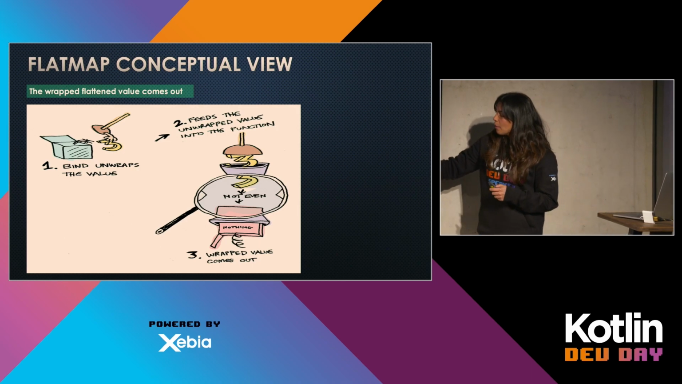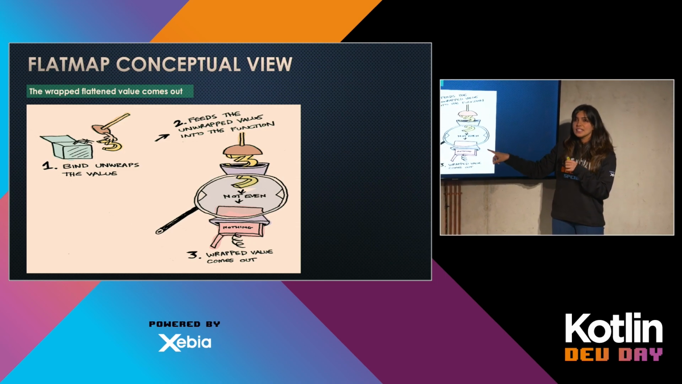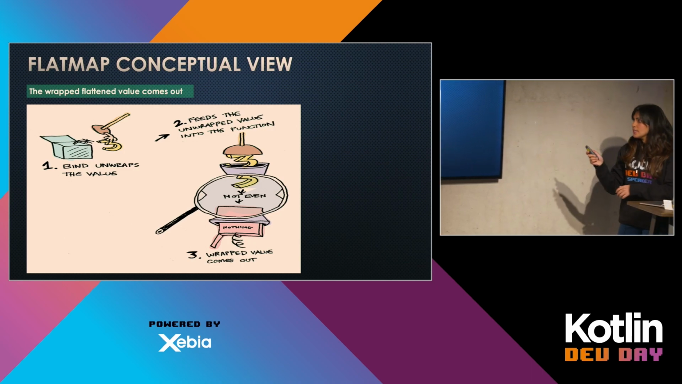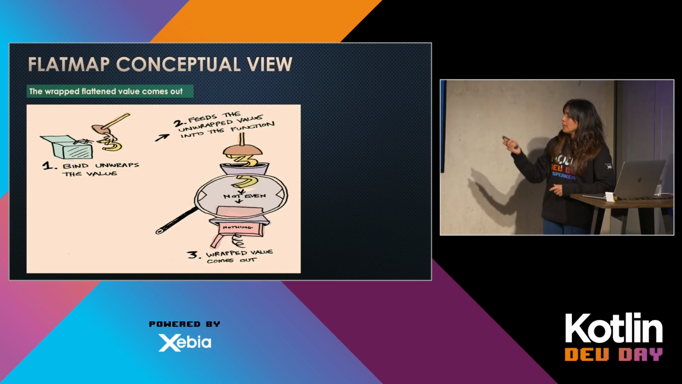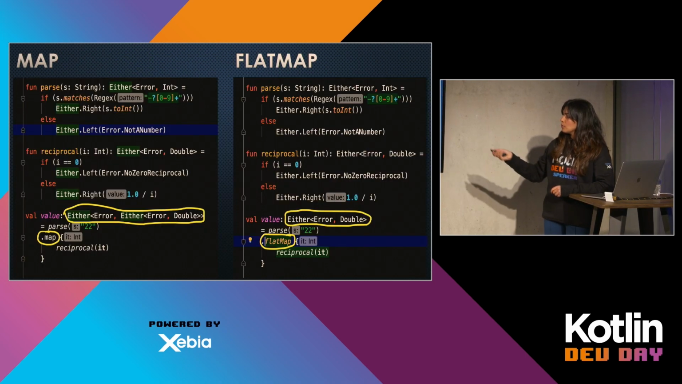But what you see, important thing to note, is the output of the function is wrapped up, and the same output gets returned back from the flat map. Maybe it's difficult to visualize at this point. Let's see the example from map and flat map one-to-one.